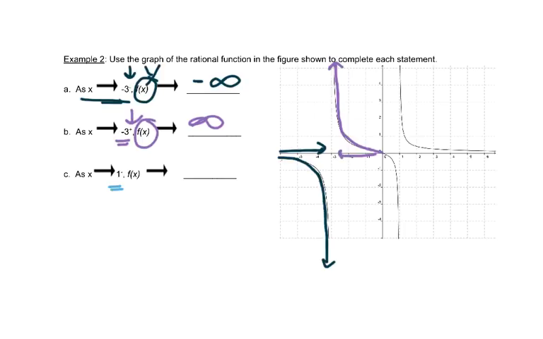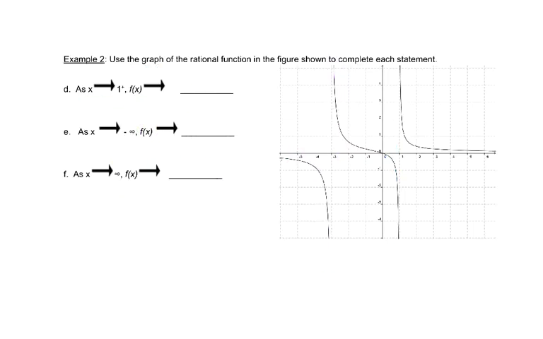So here this says I'm going to approach 1, and the little minus sign means from the left. So I'm coming from this side towards 1, and as I come from that side towards 1, the graph shoots down, which is negative infinity. And here, I'm going to approach 1 from the right. So I'm coming in from this side, and as I do, I follow the graph, and it goes up, which would be positive infinity.